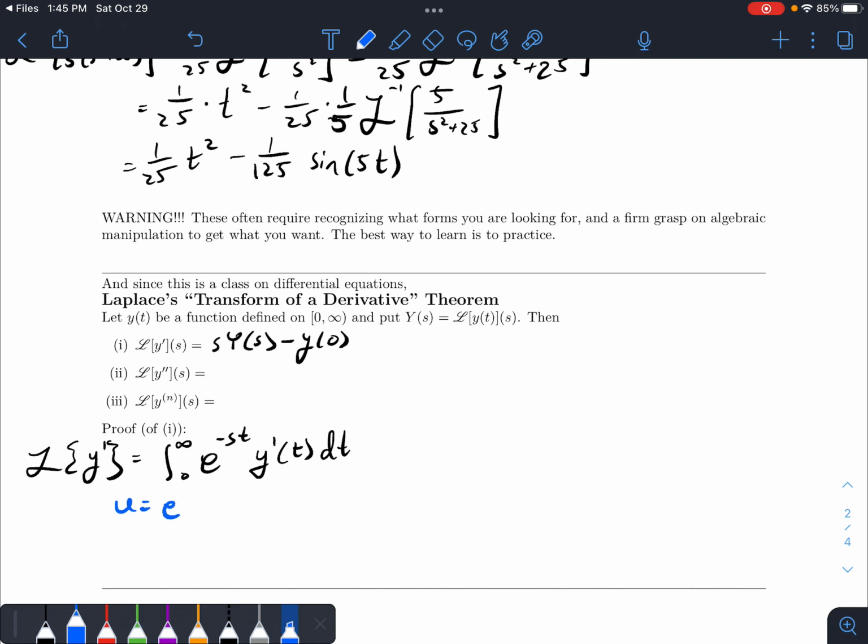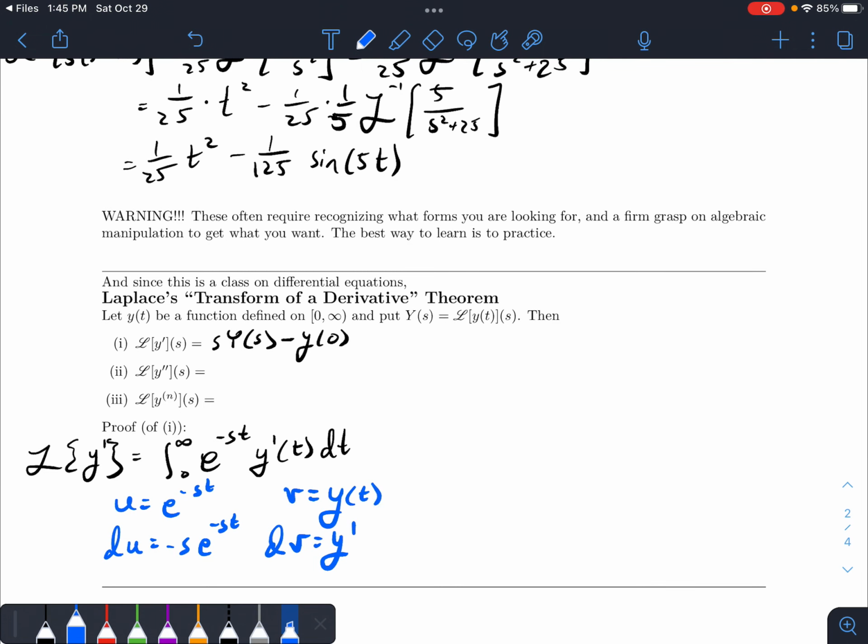All right. Now the trick here is to just do integration by parts. So u is going to be equal to e to the negative st, which makes du equal to negative s e to the negative st. Our dv is going to be chosen to be just y prime. And v is just going to be the antiderivative of y prime, which is just y. I could put some t's here if I wanted to. It doesn't really matter.